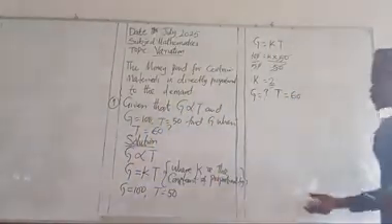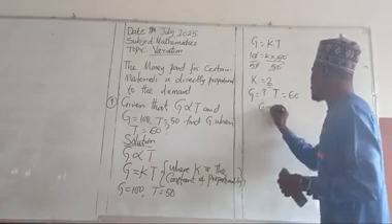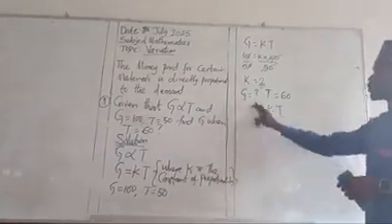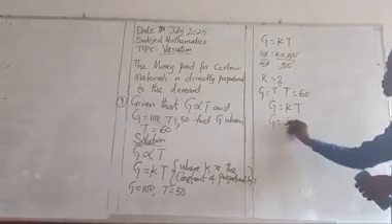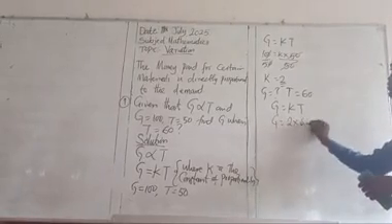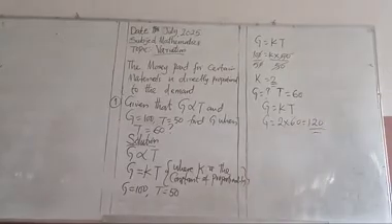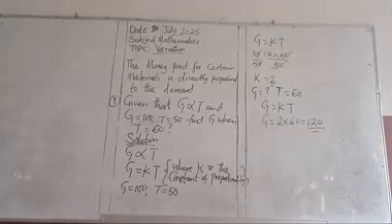The next thing you have to do is invoke this one: G is equal to KT. G is unknown, K is 2, times T, which is 60. If you multiply it, you have 120, which means our final answer is 120. Do you understand?